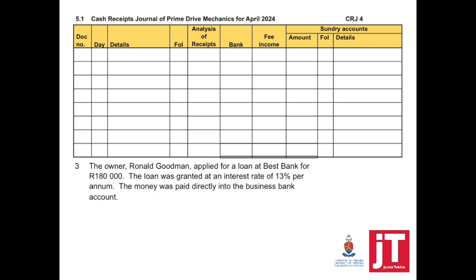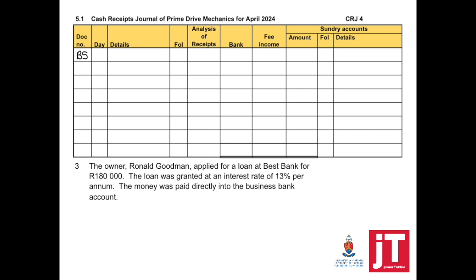Starting with the cash receipts journal. On day 3, the owner, Ronald Goodman, applied for a loan at Best Bank for $180,000. The loan was granted at an interest rate of 13% per annum. The money was paid directly into the business account. Now, I don't care about that 13%, how much it will cost me per annum to borrow the money. What I care about now is that the business received money. How much should we receive?